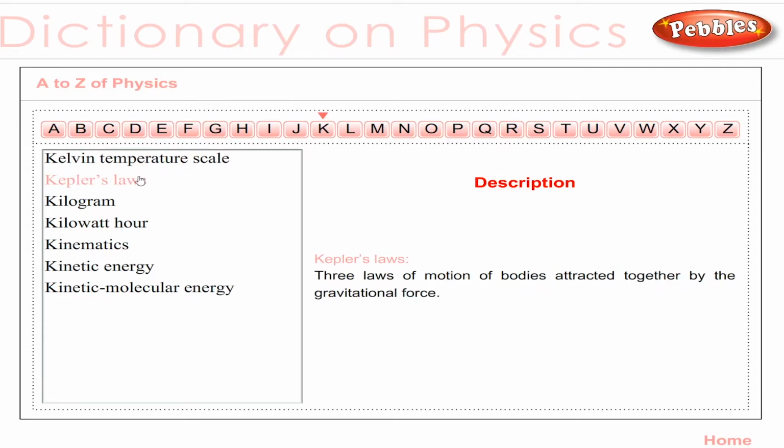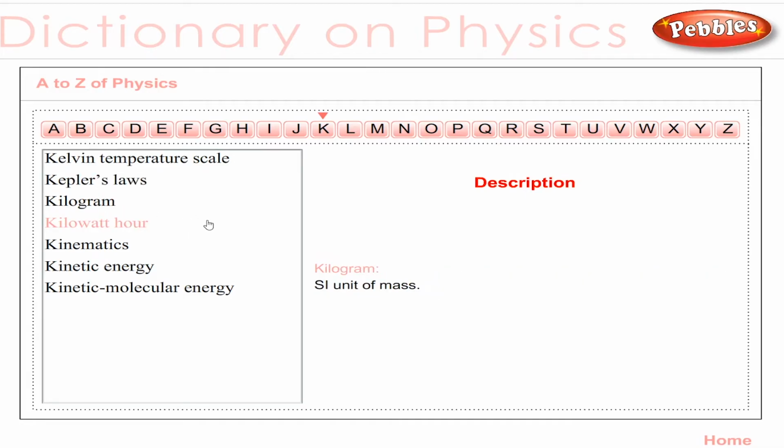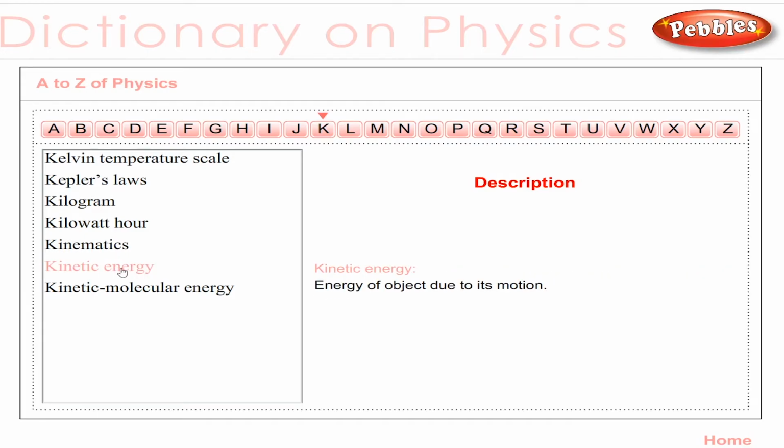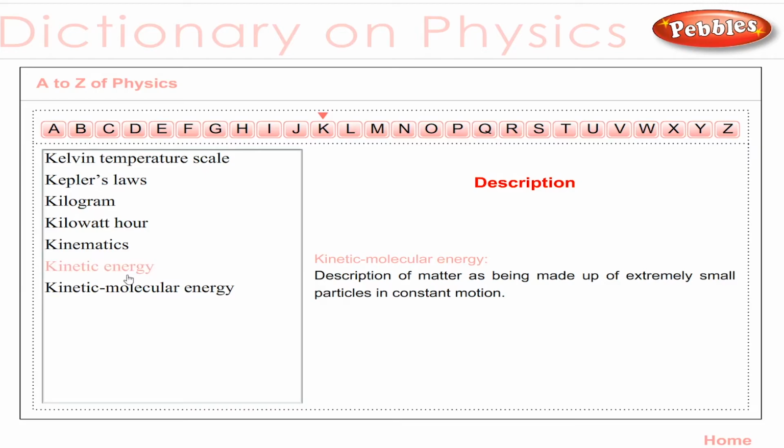Kepler's laws. 3 laws of motion of bodies attracted together by the gravitational force. Kilogram. SI unit of mass. Kinematics. Study of motion of objects without regard to the causes of this motion. Kinetic energy. Energy of object due to its motion. Kinetic molecular theory. Description of matter as being made up of extremely small particles in constant motion.